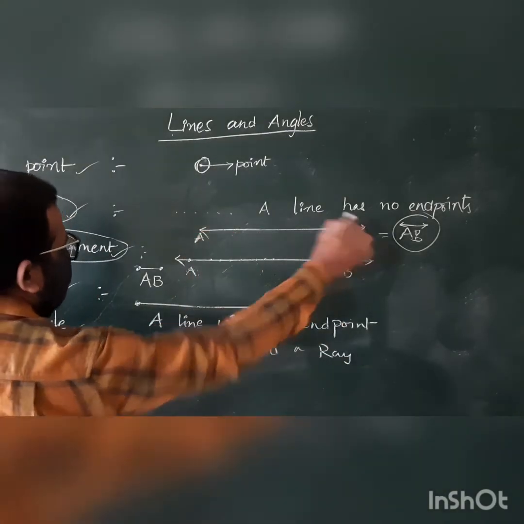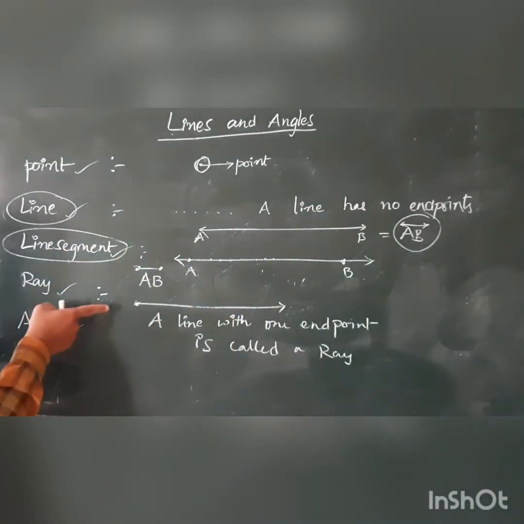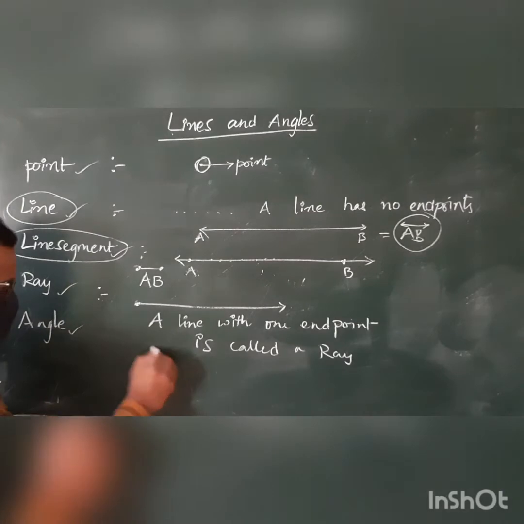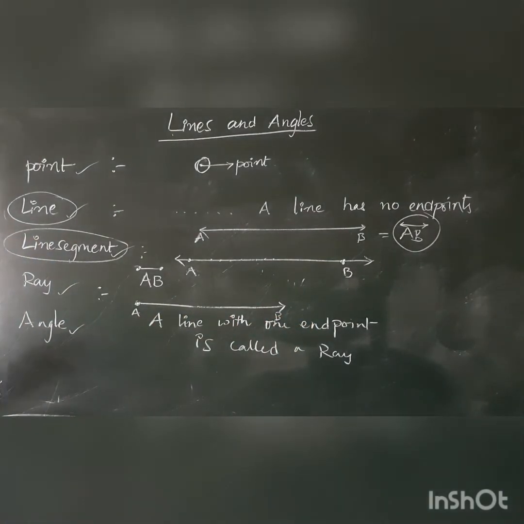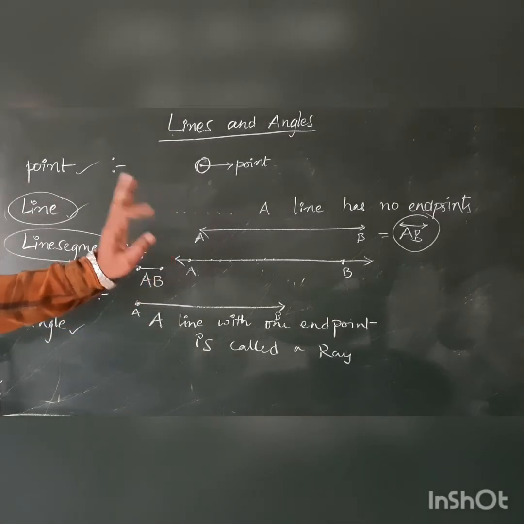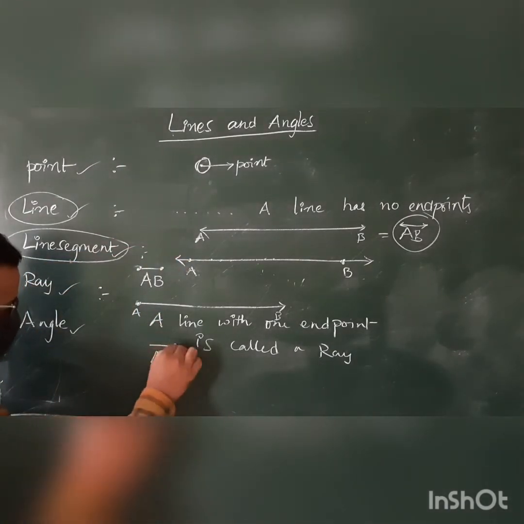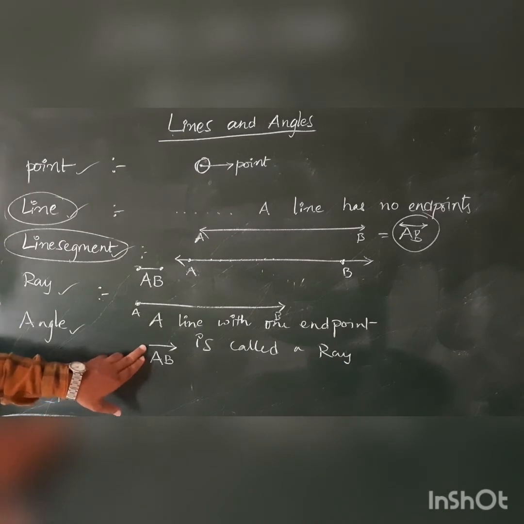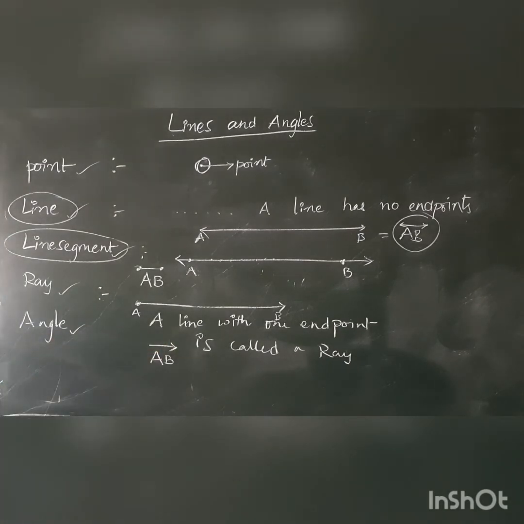That means this is a line because it doesn't have any end points. But when coming to ray, we have one end point this side. So we represent this as A and this as B, some point somewhere, and that B point is not known. So we have taken AB like this. That indicates a ray, because here is an end point, and here there is no end point. So this is called a ray.